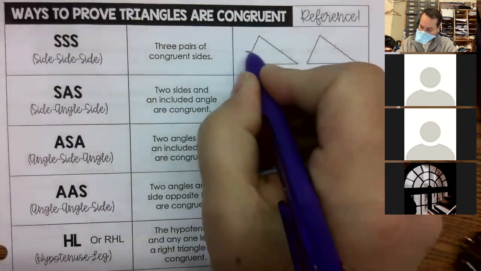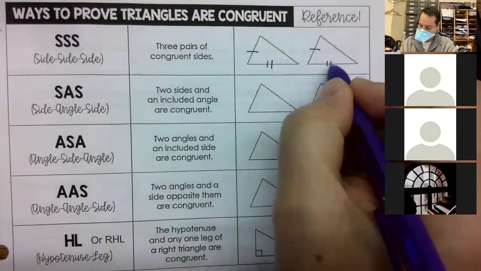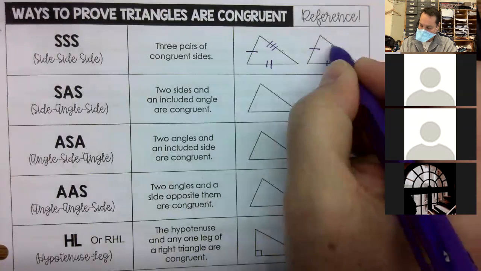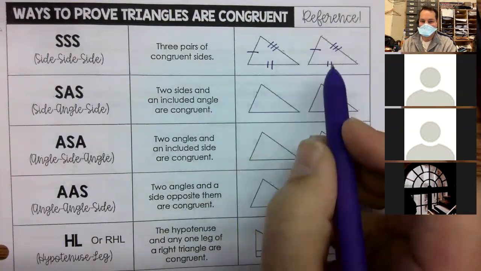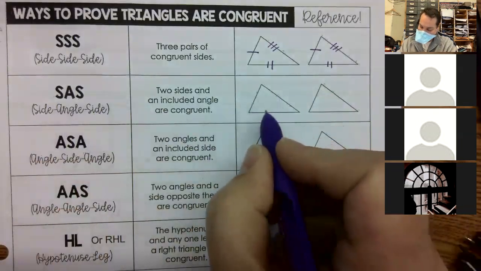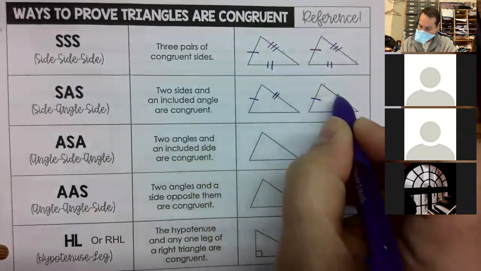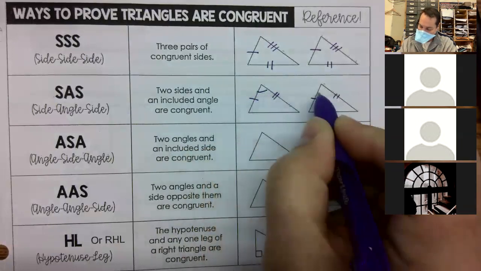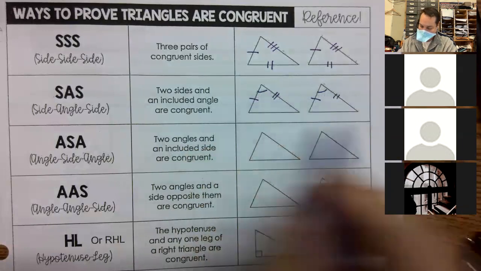It says that if I've got a pair of sides that are congruent and another pair of sides that are congruent and a third pair of sides that are congruent, then those two triangles are completely identical. They are congruent in every way. The side angle side says that I've got a side, I've got a second side, and the angle is trapped in between. Side angle side, side angle side.